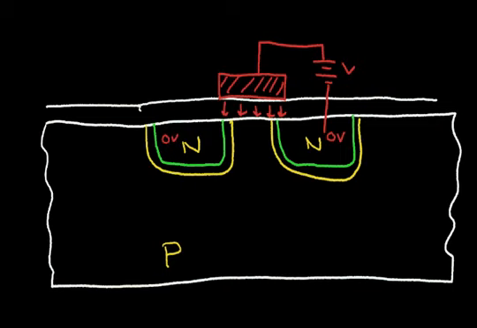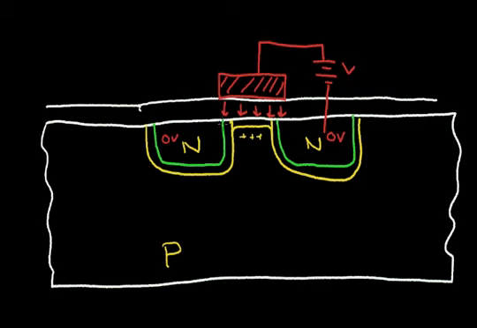And what happens as that electric field becomes stronger, it pushes away holes that are in this P material. So if I have holes here, they get pushed away by this electric field. And I develop a depletion region underneath this gate electrode. And if I increase this voltage further, an interesting thing takes place.